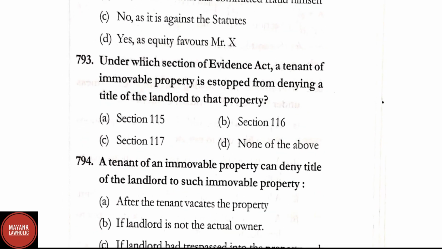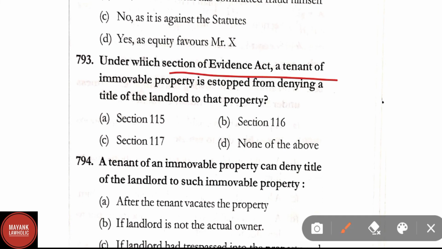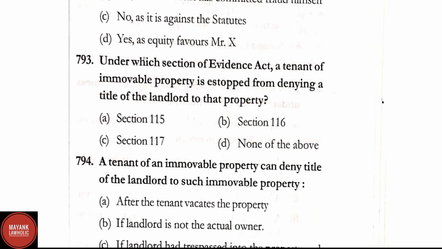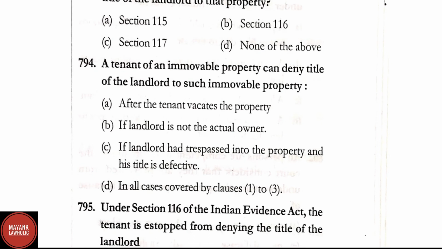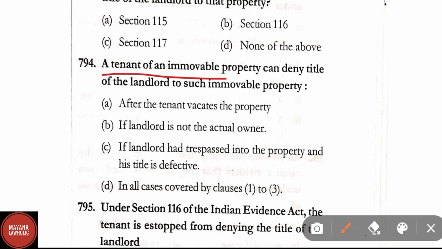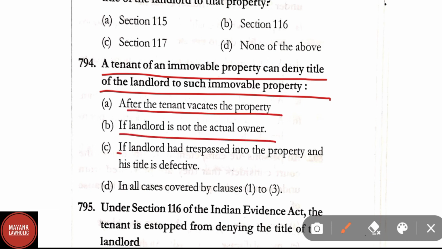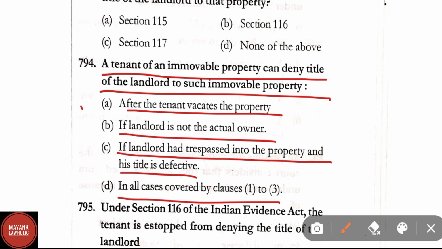Question number 793. Under which section of the Evidence Act is a tenant of immovable property stopped from denying the title of the landlord to that property? Correct answer is option B, that is section 116. Question number 794. A tenant of an immovable property can deny the title of the landlord to such immovable property after the tenant vacates the property, if the landlord is not the actual owner, if the landlord has trespassed into a property and his title is defective, in all cases covered by clause 1 to 3. Here correct answer is option A.